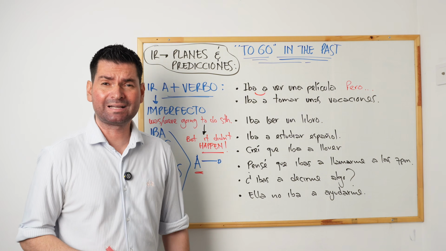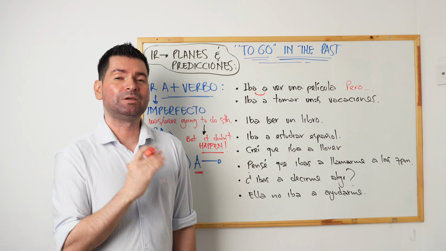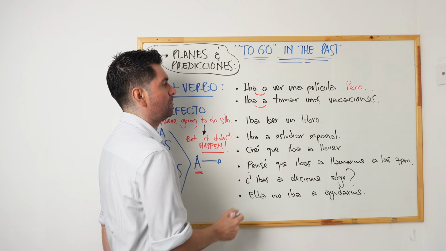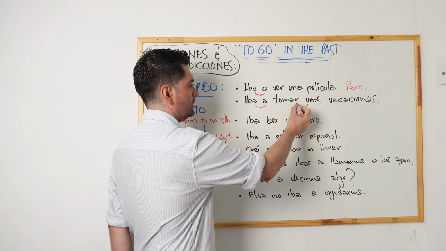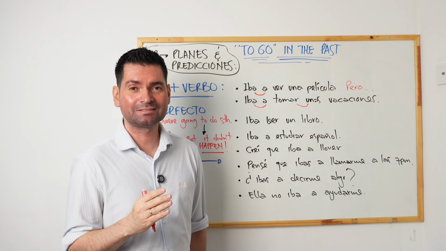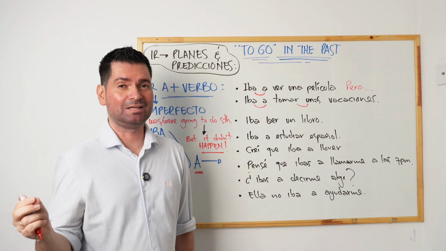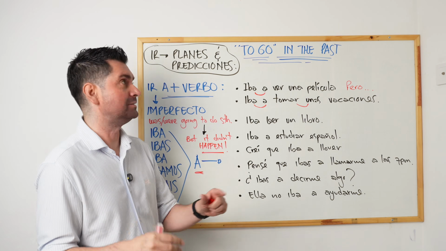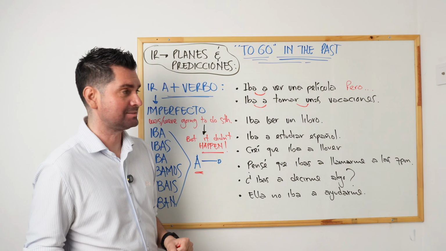The next one. Iba a tomar unas vacaciones. I was gonna take a vacation, but I didn't take them. So it didn't happen. That was a plan in the past.